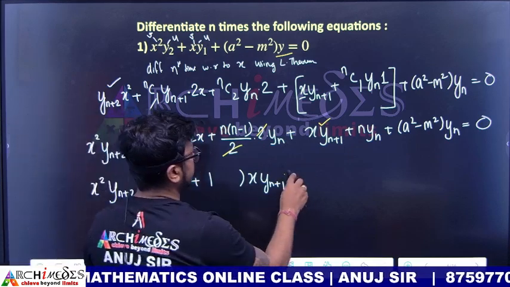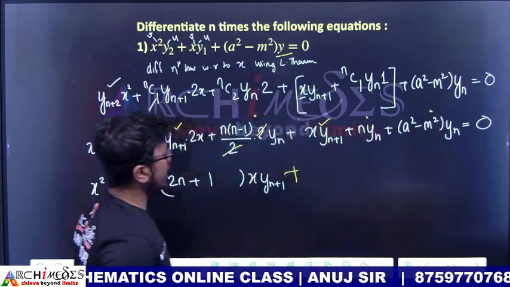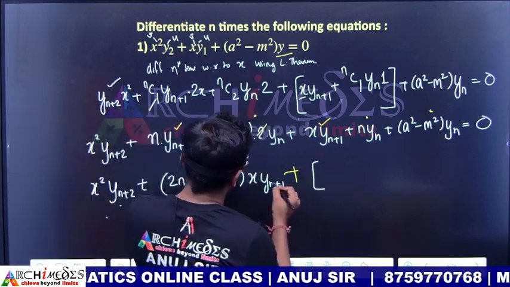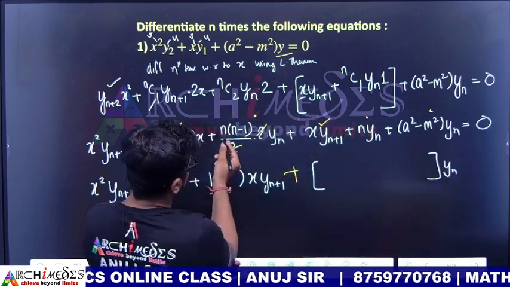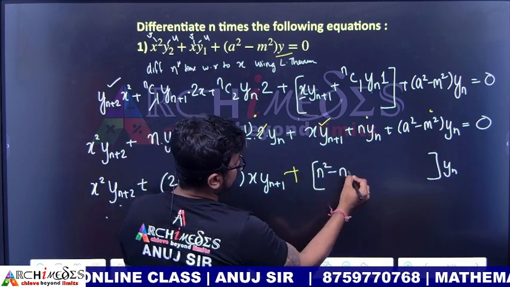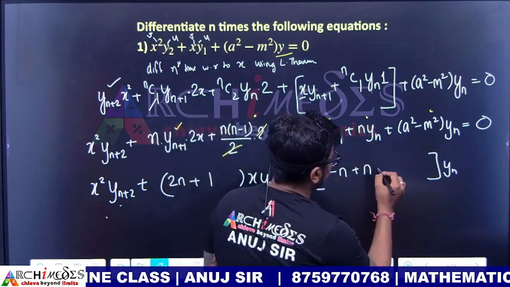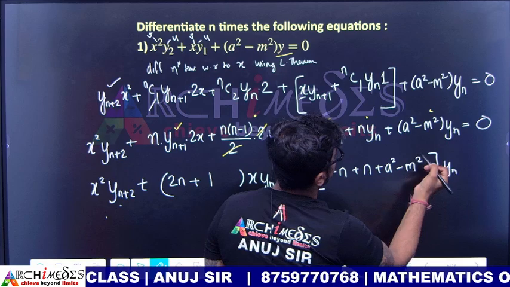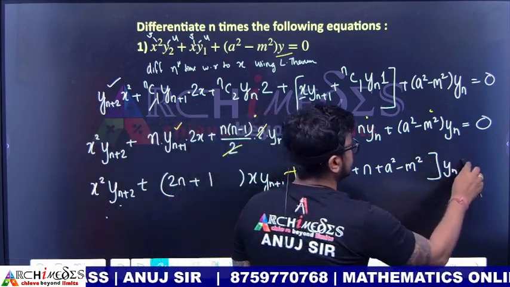Yeah, plus. If you see this part, this and this, here the suffix of the y is the same: y n, y n, y n. So when I take this common, it becomes y n over here. Clear? If I open this one, it becomes n squared minus n plus n. Any doubt? Clear? And here you are getting plus a square minus m square. This is the suffix of the y. In this way, you have to set it equal to 0.